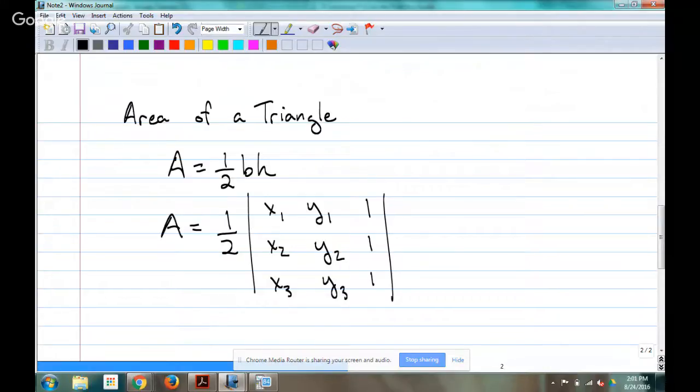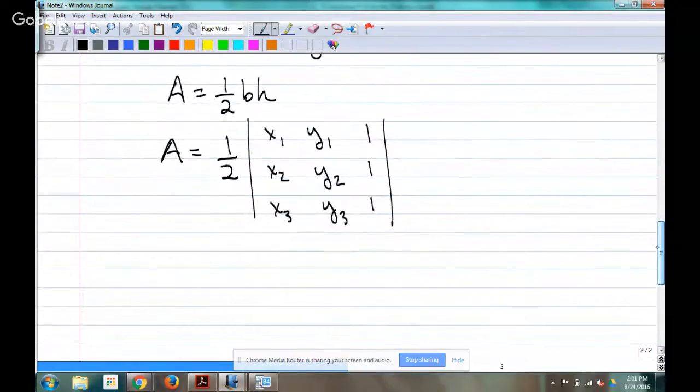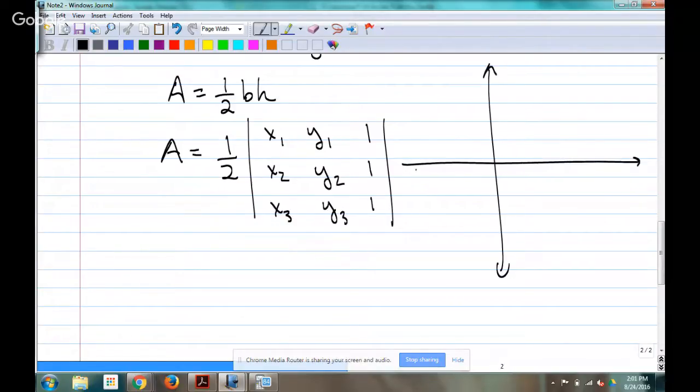Now, those X1, Y1, X2, Y2, X3, Y3 are the three corners of your triangle. That's their location on a coordinate plane. All right, so let's say we had some grid drawn, and we had 3 points. I'll give you the ordered pairs for those points. So this ordered pair, let's say it's 2, 5. This one is 3, 15.